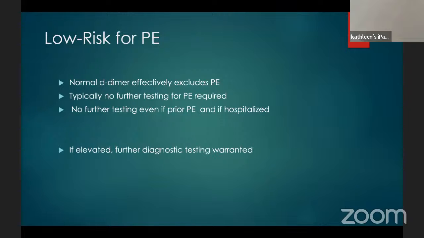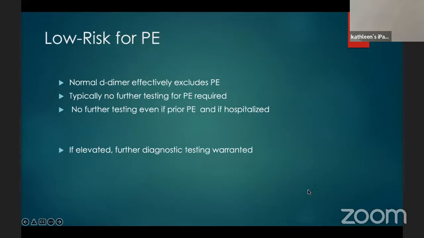So in patients who are calculated to have a low risk for PE, a normal D-dimer that's subsequently performed effectively excludes PE, and typically no further testing is required. And this includes even if patients have had a prior PE and if they've been hospitalized. But if elevated, further diagnostic testing is warranted.